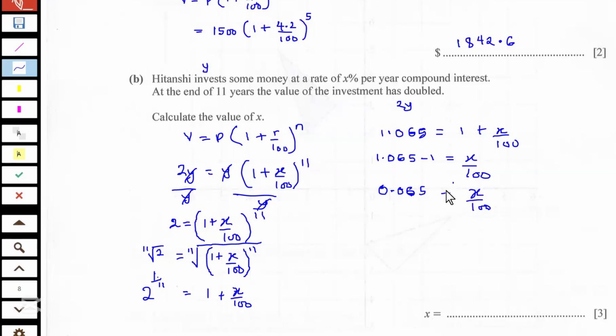So if you cross multiply, you will get X equal to 0.065 times 100. If you multiply 0.065 by 100, the value of X will be 6.5%. So finally, X is 6.5%. That's the rate per year compound interest: 6.5%.